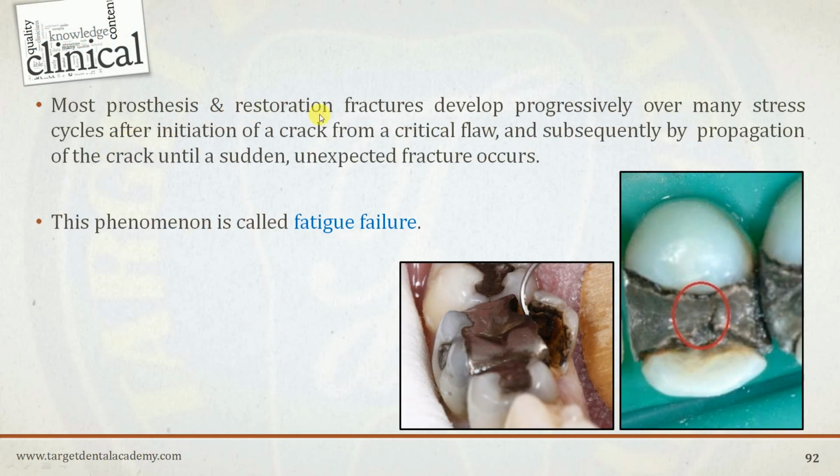So most prosthesis and restoration fractures develop progressively over many stress cycles after initiation of a crack from a critical flaw, and subsequently by propagation of the crack until a sudden unexpected fracture occurs. This phenomenon is known as your fatigue failure. Can you see this? This is the fracture and this is the fatigue failure.